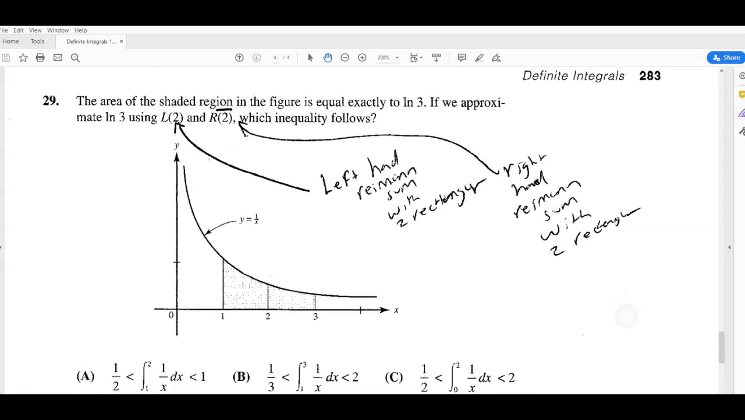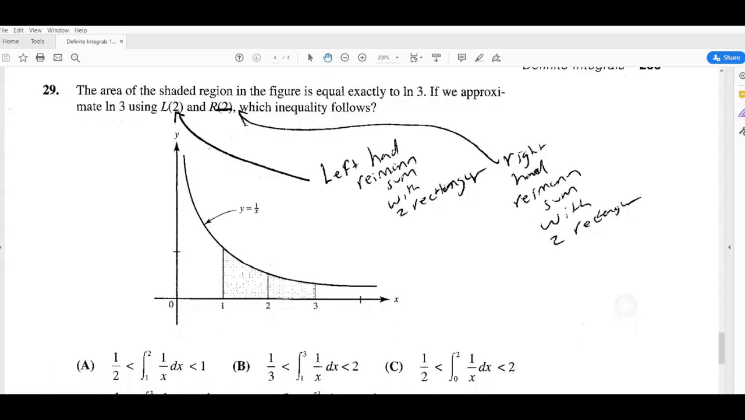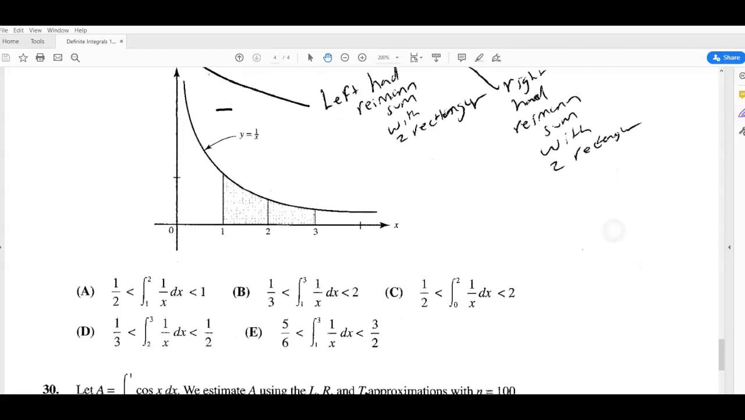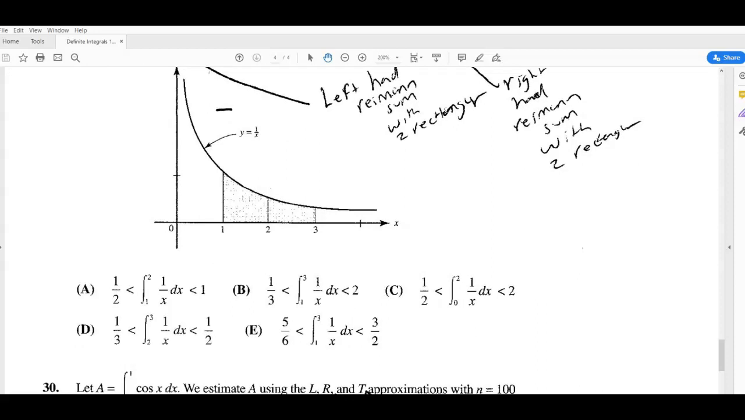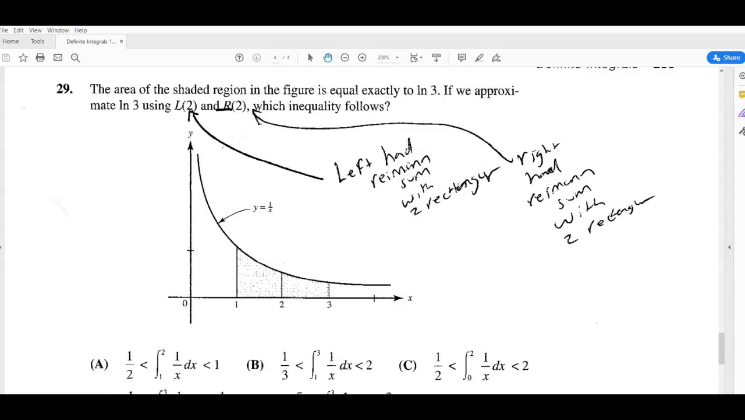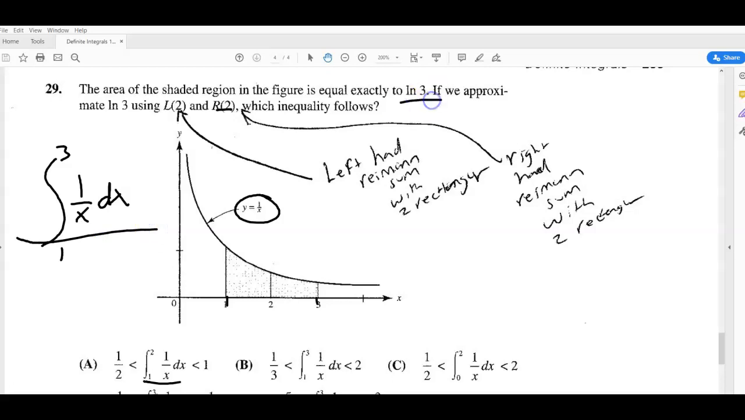The area of the shaded region of the figure is equal to exactly ln of 3, and if we approximate ln of 3 using a left-handed sum and a right-handed sum of 2 subintervals, which inequality follows? Basically, you end up with the actual area. Now the actual area is the integral. They already told us the actual area is ln of 3, right? But they're writing it as an integral, as you can see. So it's an integral from 1 to 3 of the function 1 over x dx. So this represents the actual area, which we already know is ln of 3.